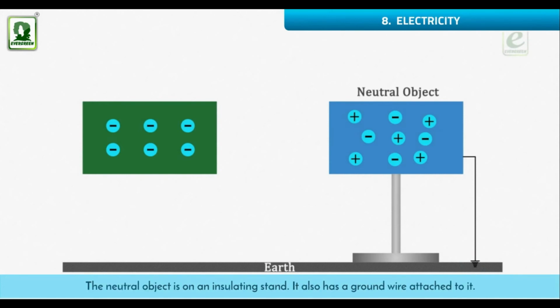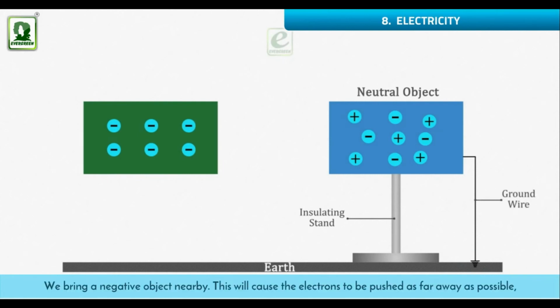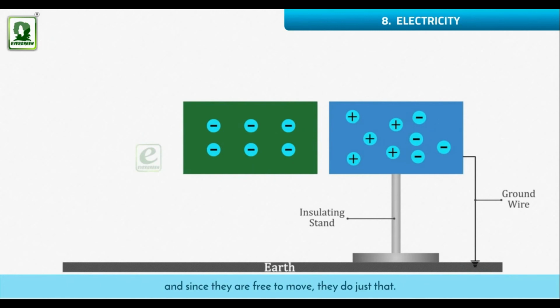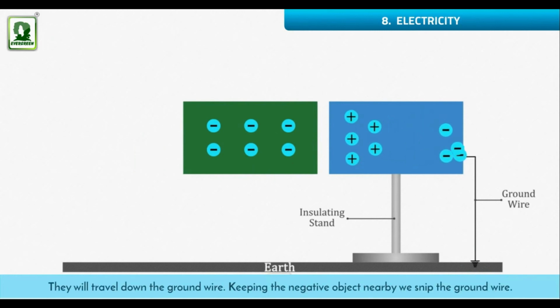The neutral object is on an insulated stand. It also has a ground wire attached to it. We bring a negative object nearby. This will cause the electrons to be pushed as far away as possible. And since they are free to move, they do just that. They will travel down the ground wire.